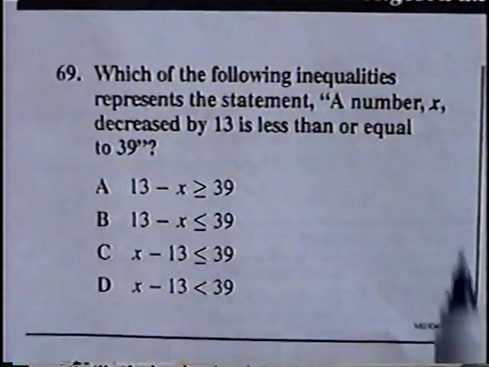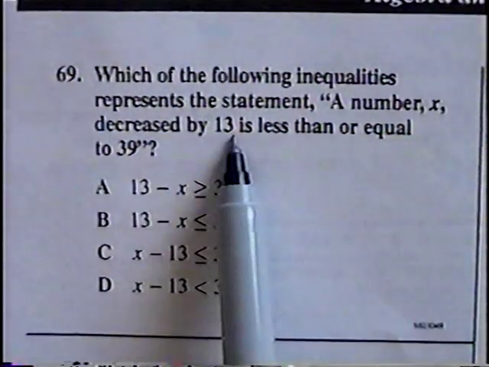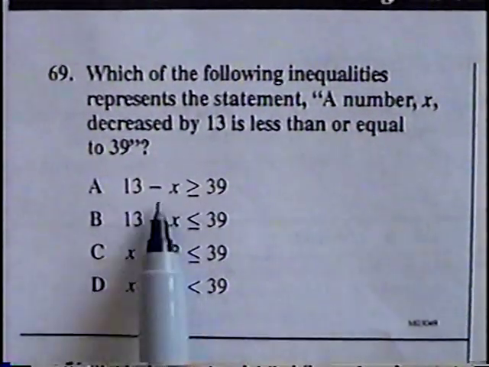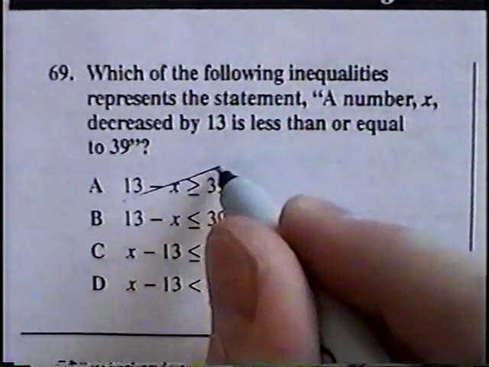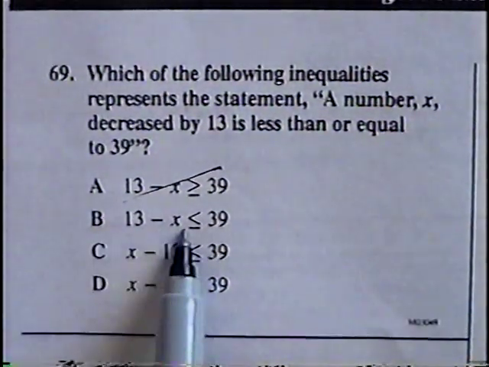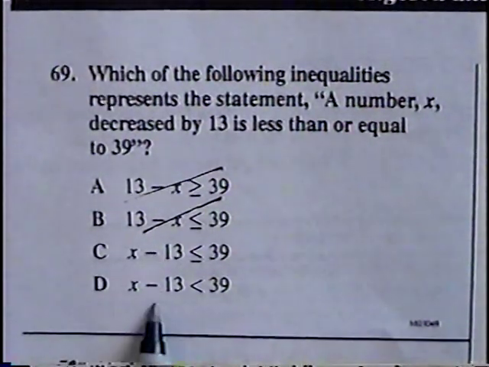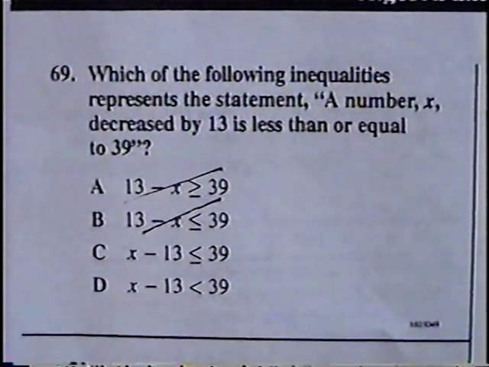The statement says a number x is decreased by 13. Decrease means we're minusing 13. Letter A has minus x, which is incorrect. Letter B is subtracting x, which is incorrect. It could be C or D because both of those are subtracting 13.